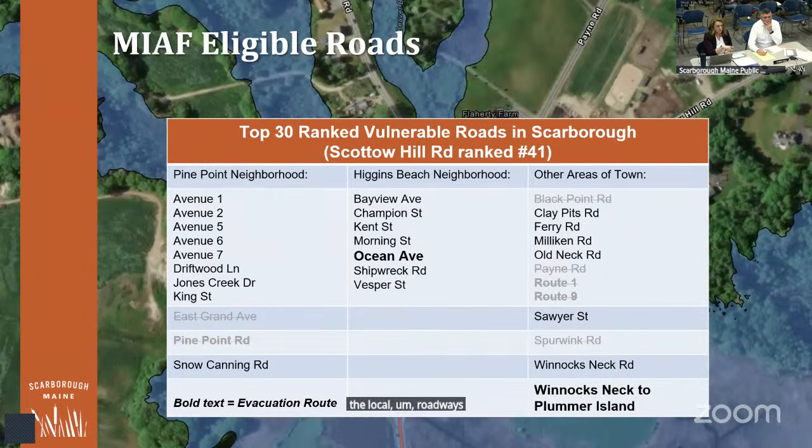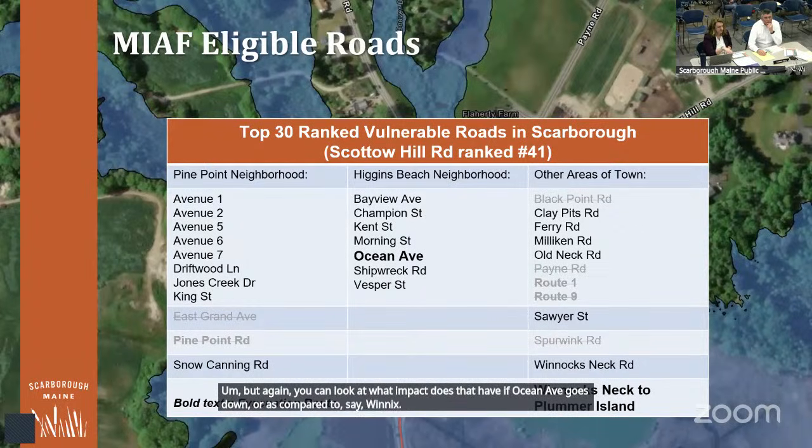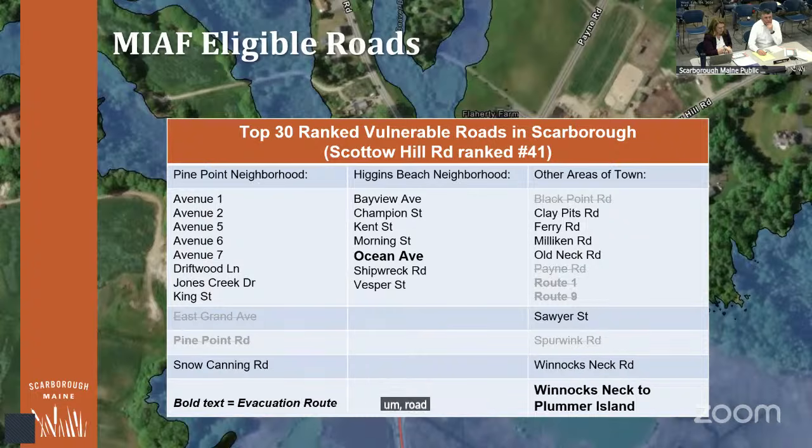Two evacuation routes are still listed in here. But again, you can look at what impact does that have if Ocean Ave goes down, as compared to, say, Winnick's Neck Road. So those were all things that this grant funding we could apply for. We do have to choose one, and Scotto Hill Road is eligible. So I just want to point that out.